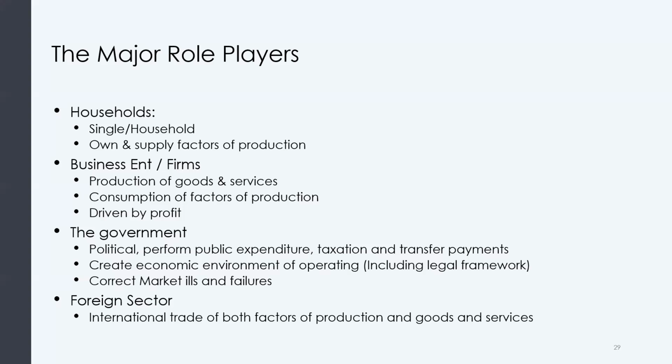The next thing is the government, right? The government exists in an economy to provide the economic environment in which the other players can operate. In providing that economic environment, they are going to come with taxes, they're going to come with laws, they're going to come with a legal framework or a political environment which can cause problems or which can correct problems within an economy. Then lastly, you've got the foreign sector. The foreign sector is the international, the other countries that exist within an economy. Okay?